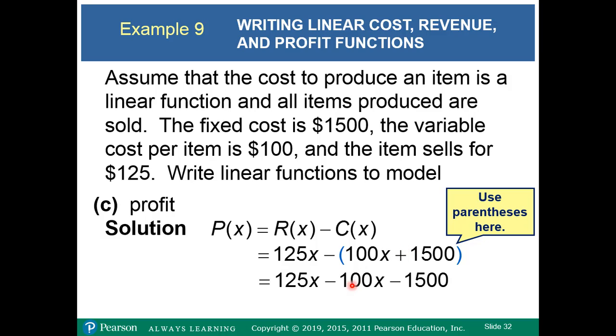And so now we just combine like terms, and we get the profit function is going to be 25x minus 1,500. Okay? So that means if we don't sell any widgets, we're in the negative. We're out of pocket $1,500, or wherever the case may be. Well, in this case, it's $1,500.